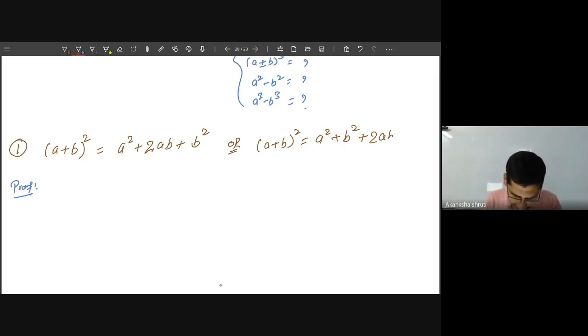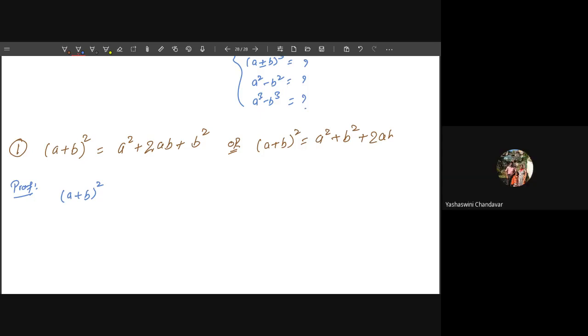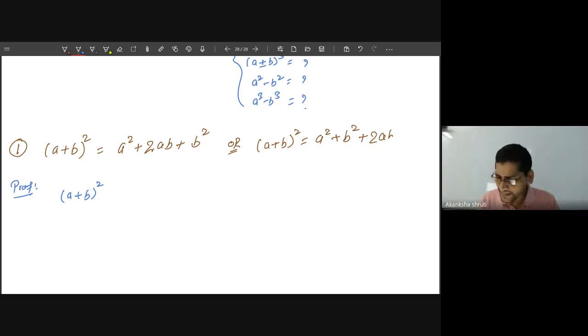Students, in this case you just have to apply the common multiplication rule. It is nothing but simply multiplication. What do we mean by (a plus b) whole square? Like 3 square, if I am writing 3 square, it simply means 3 into 3. Are you getting this point?